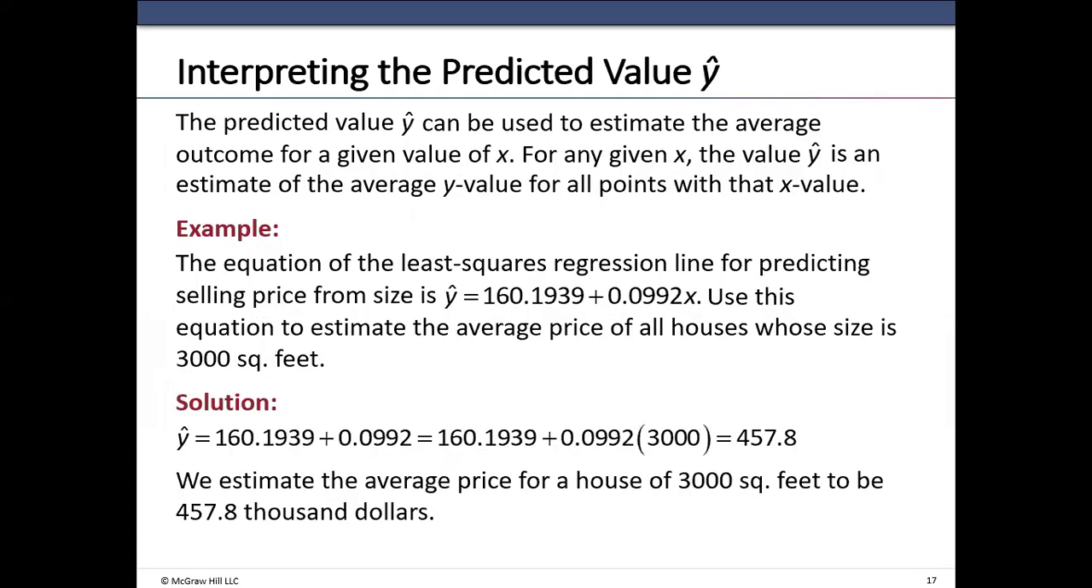The predicted value y hat can be used to estimate the average outcome for a given value of x. For any given x, the value of y hat is an estimate of the average y value for all points with that x value. Remember, the highest x value was 3800. So we want to find the y hat for 3000 square feet, which is within the range. We get 457.8. What does it mean? That the average selling price of a house with 3000 square feet will be $457,800.